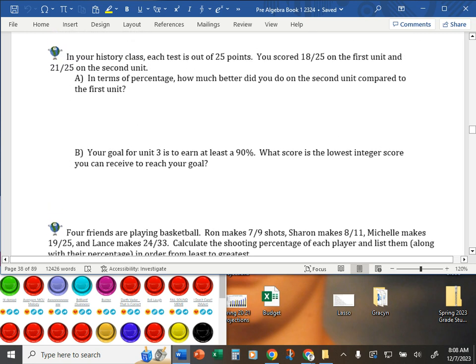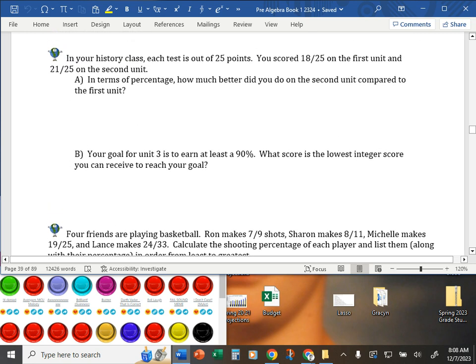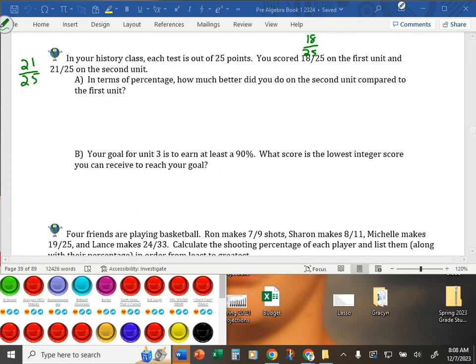All right. Let's take a look at this. In your history class, each test is out of 25 points. You scored 18 out of 25 on the first unit and 21 out of 25 on the second unit. So here's our fraction. Here's our test score. 18 out of 25, 21 out of 25. You've probably converted a test score to a percentage before, right? And so the question is, in terms of percentage, how much better did you do in the second unit compared to the first one? So unit 1, we got 18 out of 25. Unit 2, we got 21 out of 25. What's our percentage from unit 1?